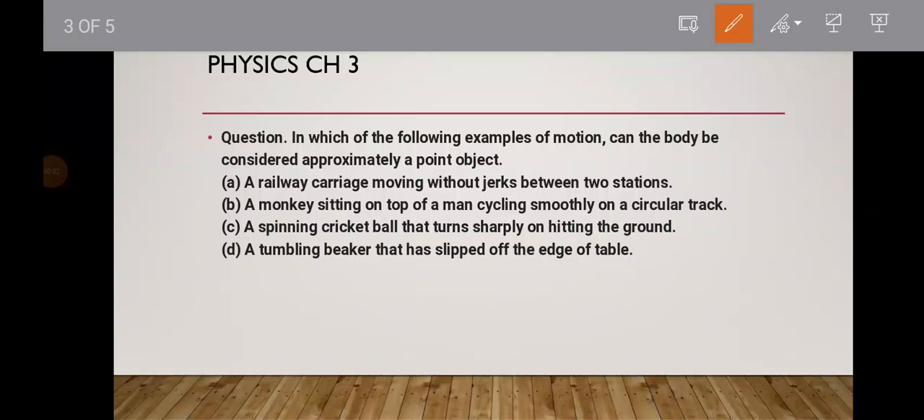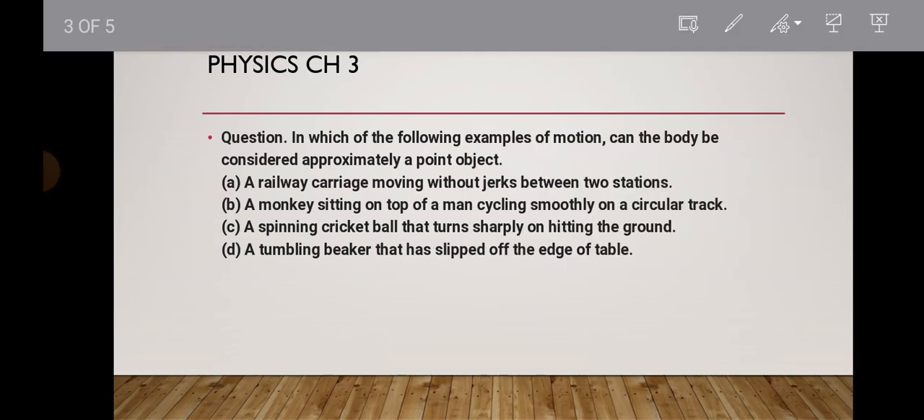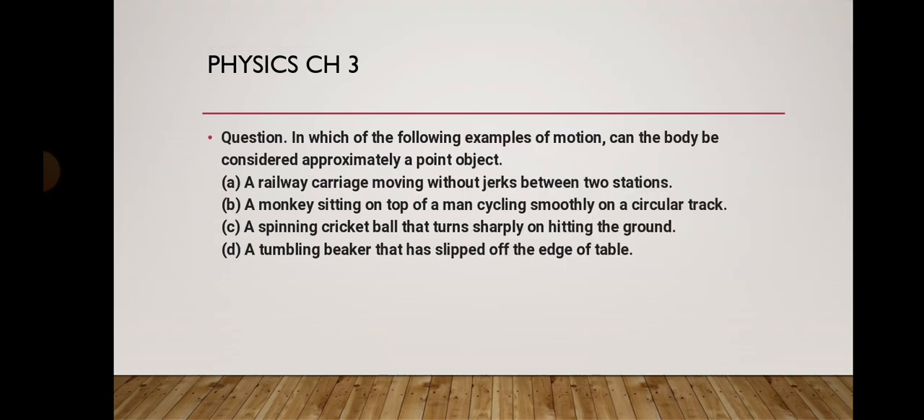Okay, so the question says: in which of the following examples of motion can the body be considered as approximately a point object? So what is it saying? You are given some examples of motion here in the form of parts A, B, C, D, and you have to identify whether the body can be considered as a point object or not.